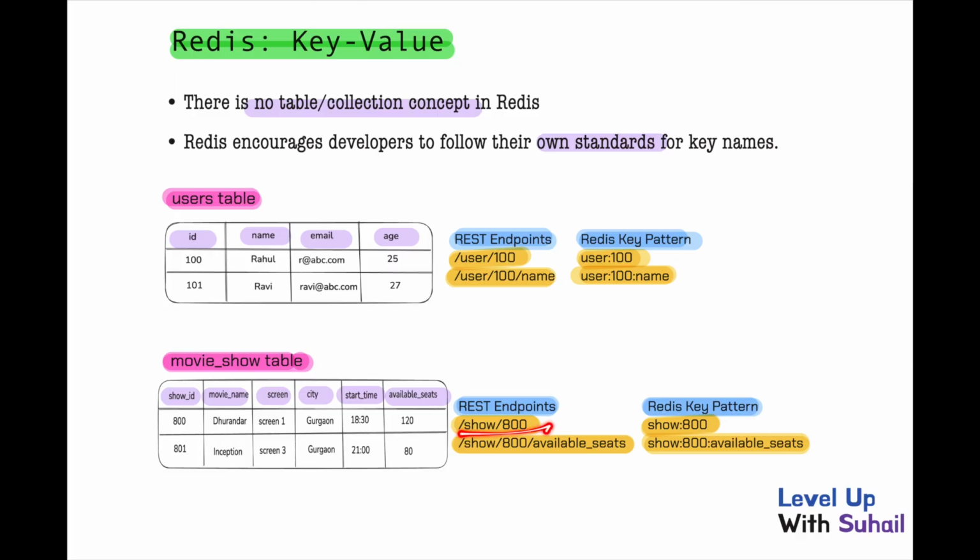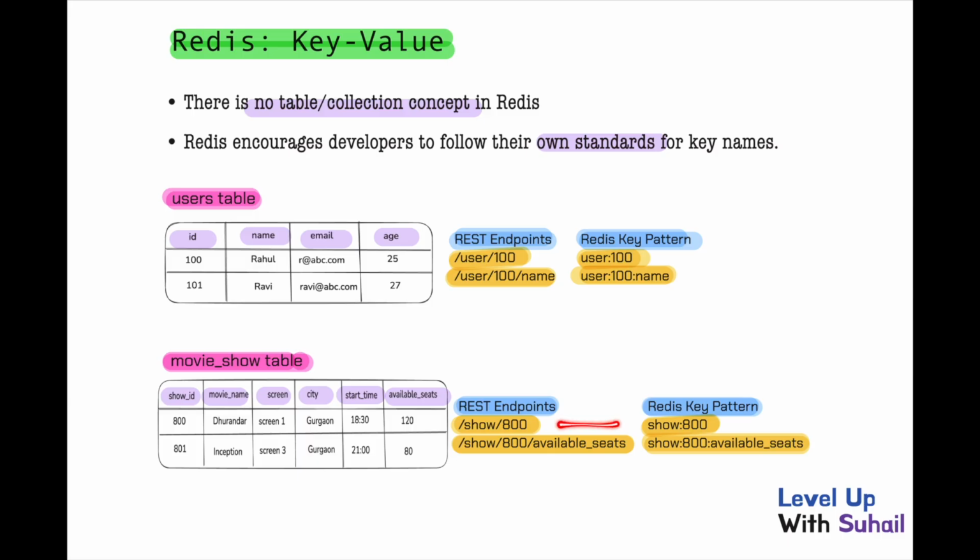For example, you would expose a REST endpoint like show/800. This is the particular show. If anyone wants to fetch the details for this show, they can call this REST endpoint and show them on the front end. But while you are booking the seats, the available seats column is very frequently and very often used. In that case, you would expose one more endpoint, for example show/800/available seats. With this endpoint, you would just fetch the simple available seats column and return it to the front end.